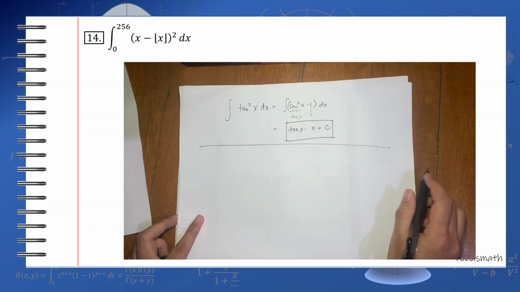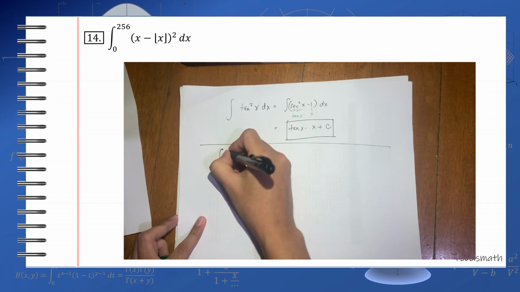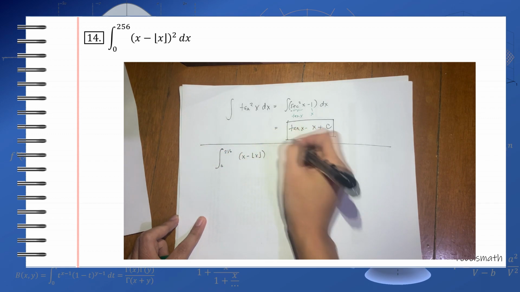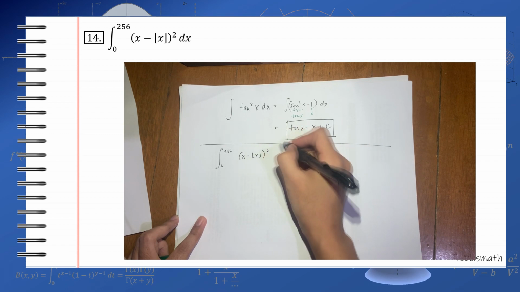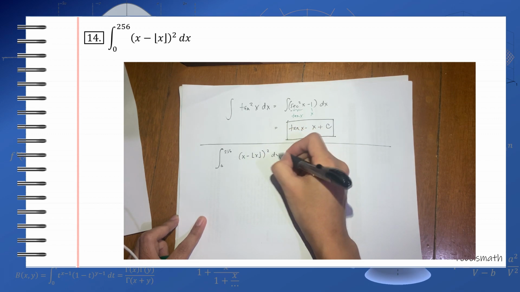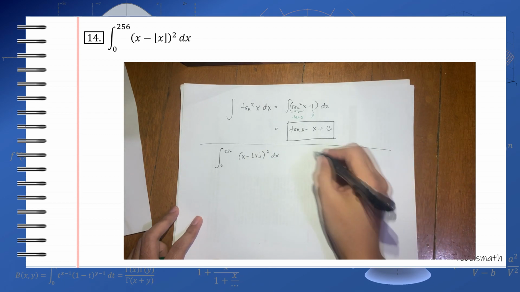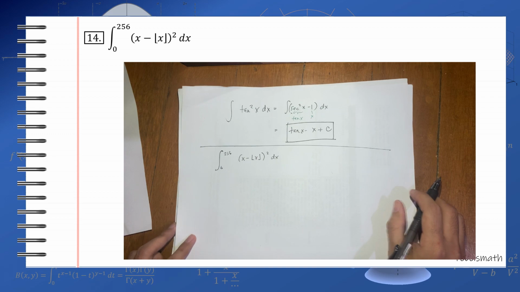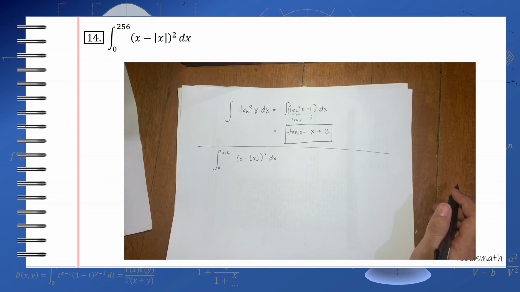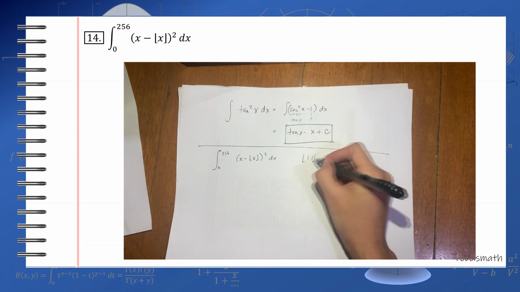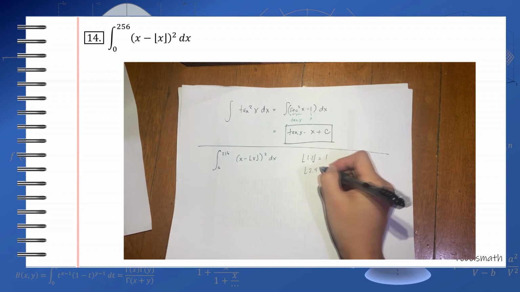The next item is the integral from 0 to 256 of x minus floor x squared dx. The floor function, if you recall, finds the greatest integer lower than a number. For example, the greatest integer of 1.1 is 1, and of 2.9 is 2.